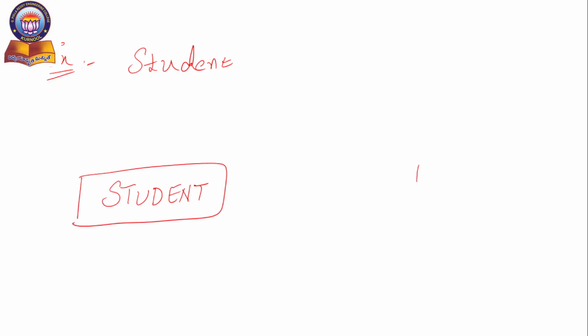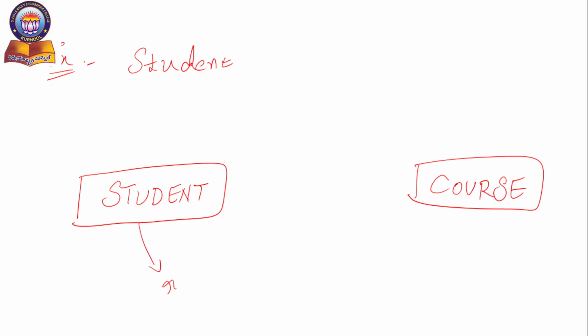Next, let's see one example of how we draw an ER model, with entities, attributes, and relationships. We consider the example of a student. Here we take two entities, student and course. The entity is represented as a rectangle.